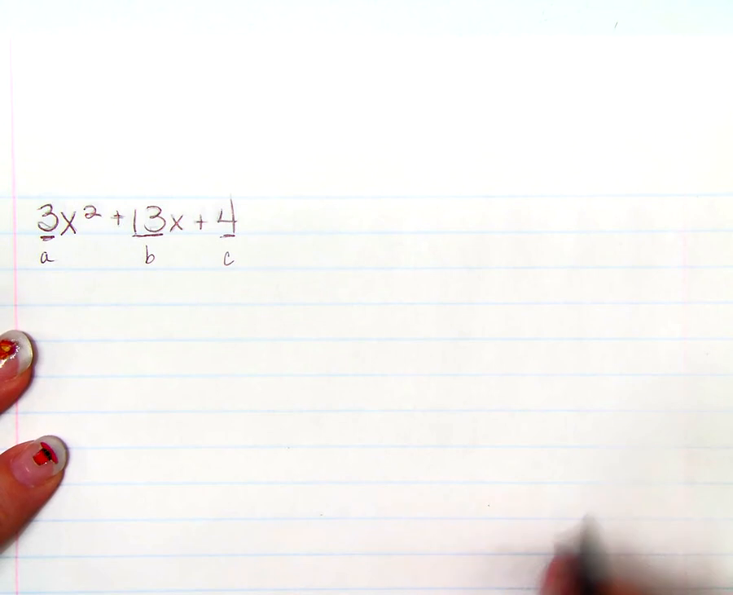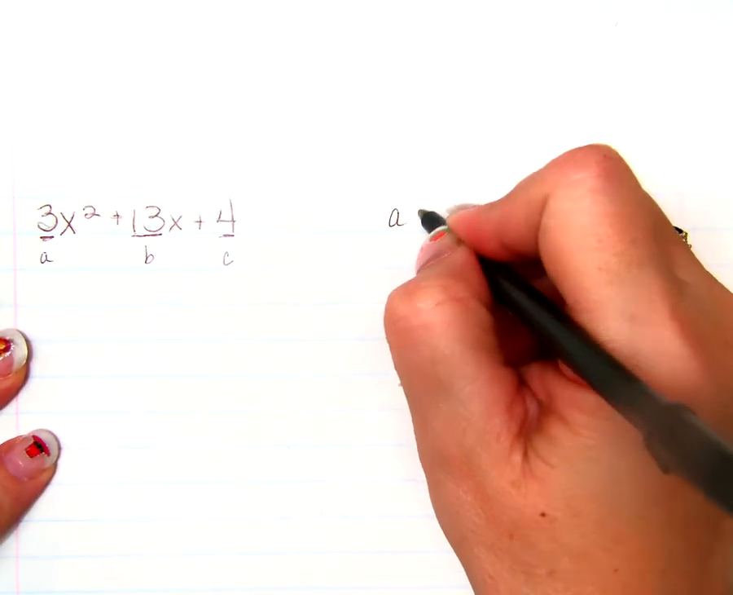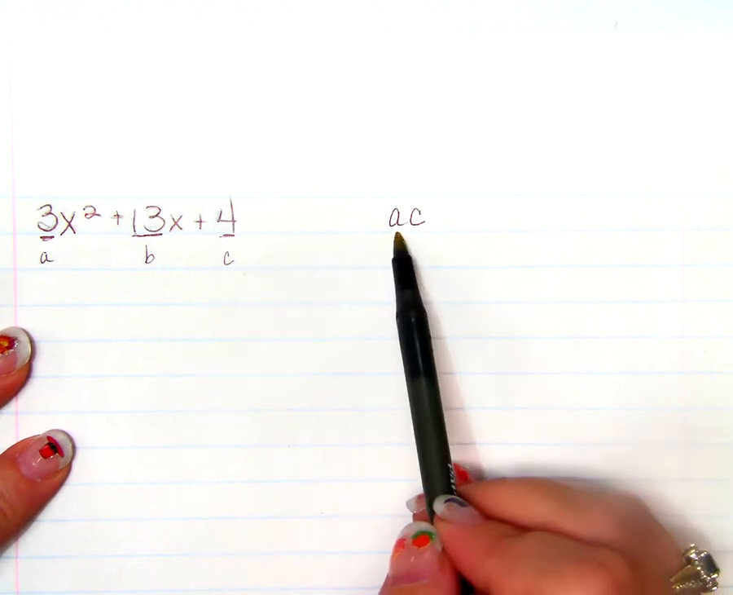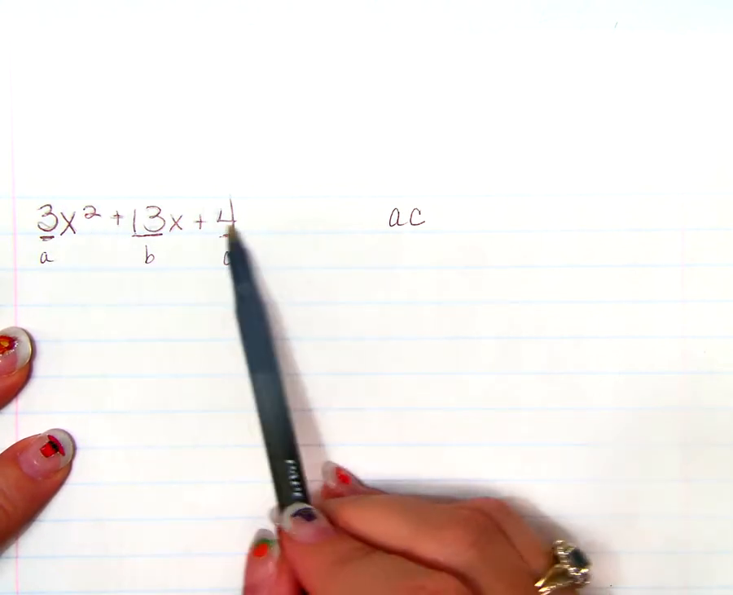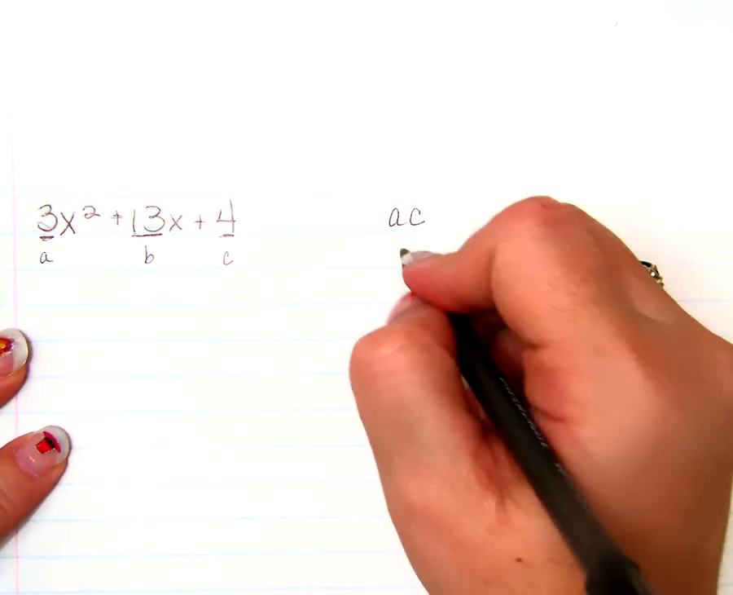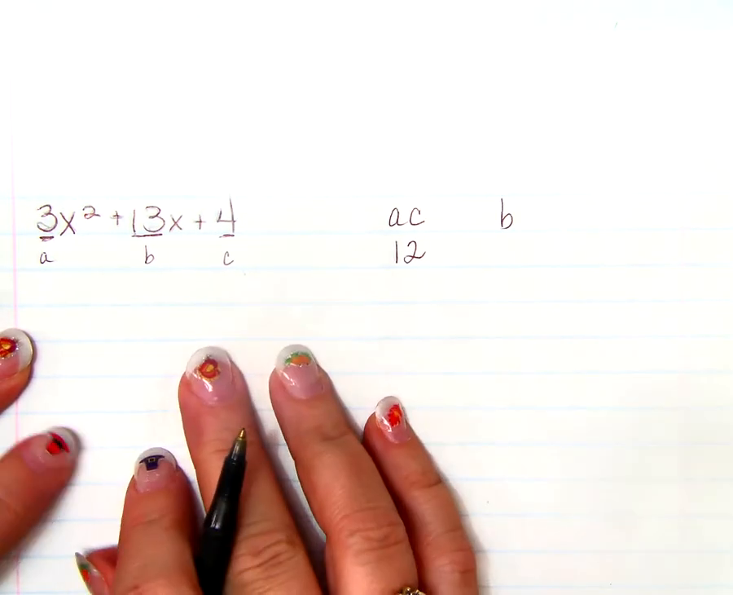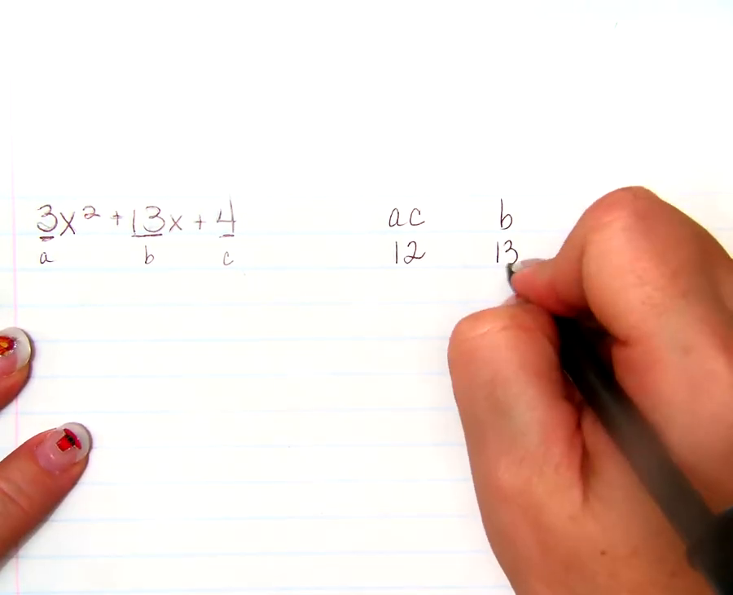What we have to do here is we have to find AC. Do you see why we labeled them to begin with? Now we need to find AC. What is 3 times 4? Well, 3 times 4 is 12. And I also need to know B. And B in this case is 13.